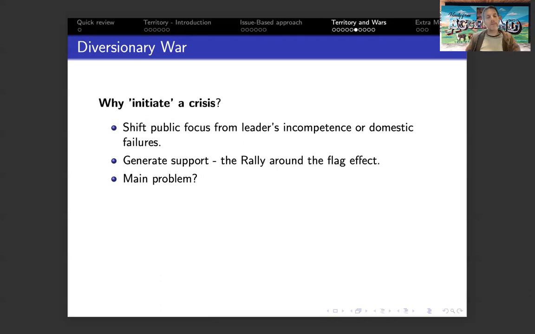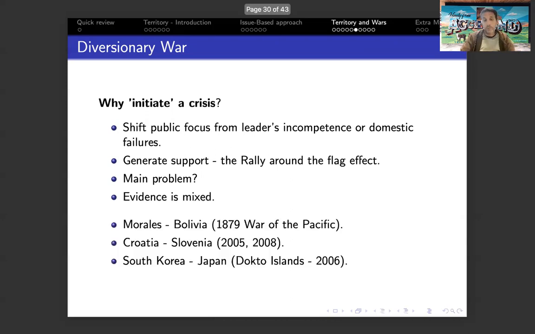Now, the main problem that the diversionary war theory faces is the mixed empirical evidence that supports it. I'm going to give you a couple of examples here which actually provide some support for that.